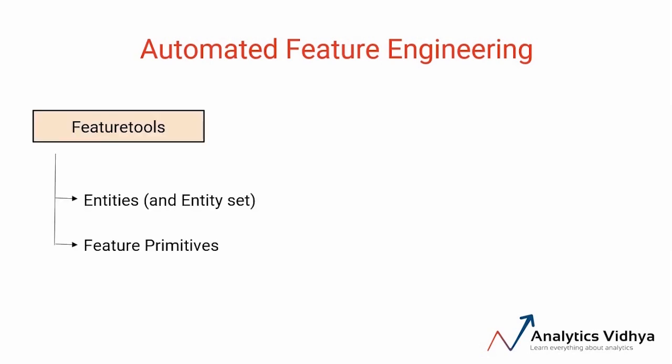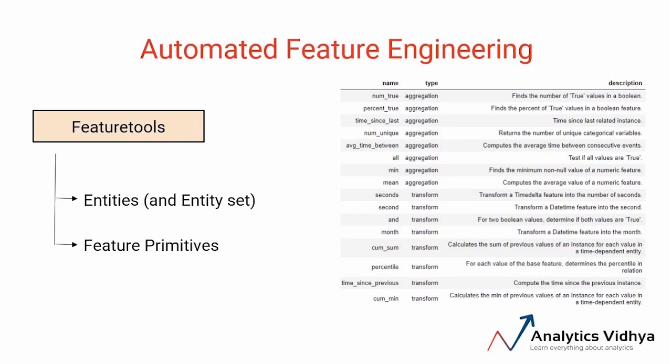Let's now talk about feature primitives. Remember we studied feature transformations such as log or square before, as well as feature aggregations like additions and ratio previously. Well, these aggregations and transformations are called feature primitives. Here are a few examples of the various transformations and aggregations that we can implement using feature tools. You can go ahead and pause the video for a second and just go through this list if you want.